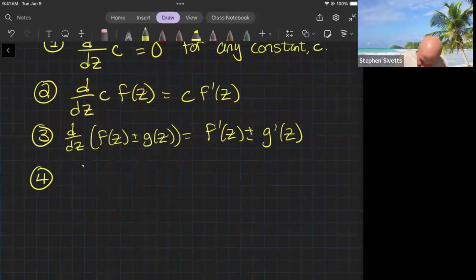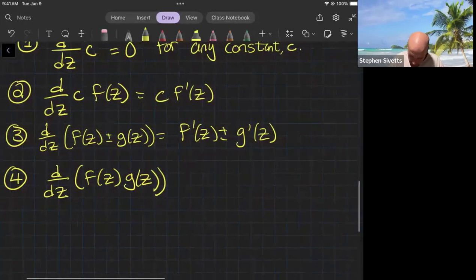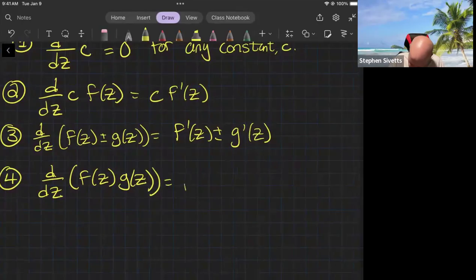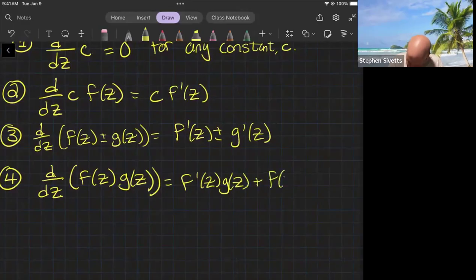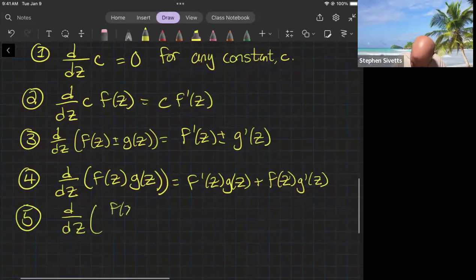The fourth rule is that the product rule applies for complex functions. If I have a product of two complex functions and I want to differentiate it, this equals f prime of z times g of z plus f of z times g prime of z. The quotient rule would still apply, f of z over g of z.